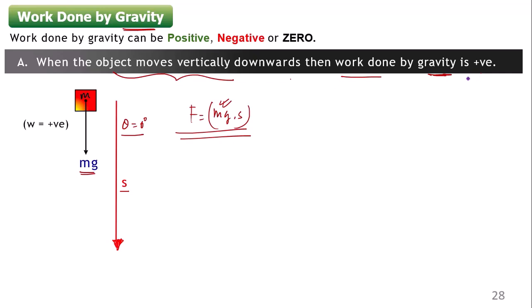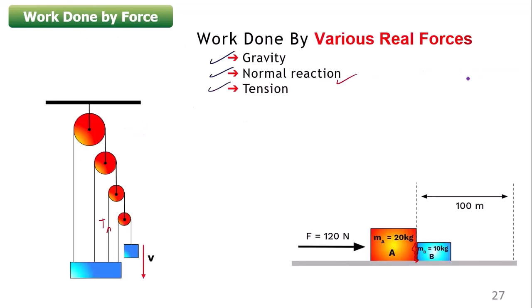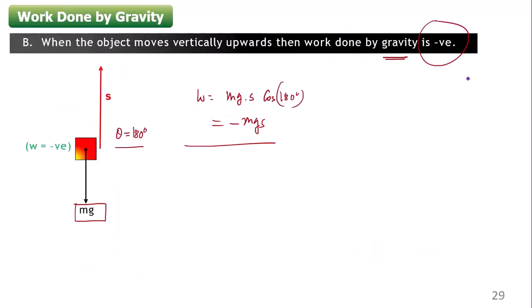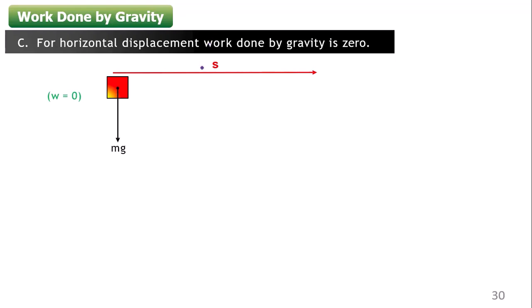Here in the earlier situation, the block is moving in the downward direction, so that means work done by the gravity is positive. In the next situation, the block is moving upward, so work done by the gravity is negative. That means the answer may be positive, it may be negative, it may be zero also. In this situation, it becomes zero.